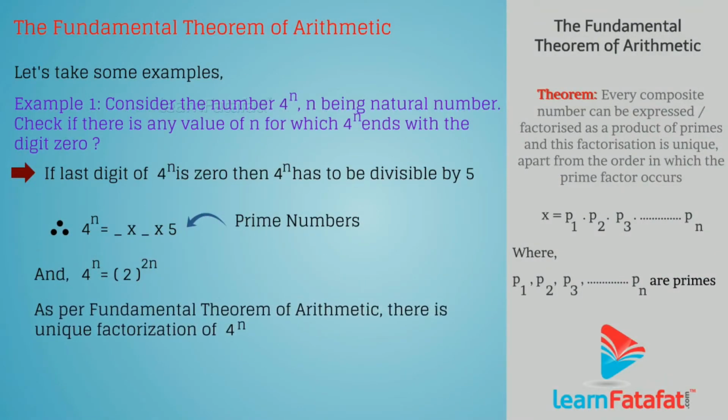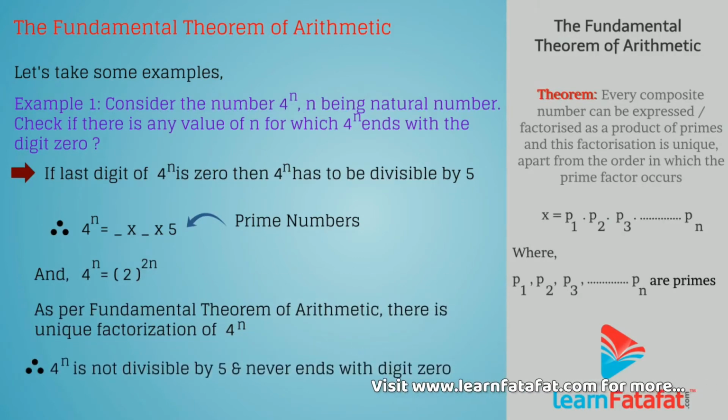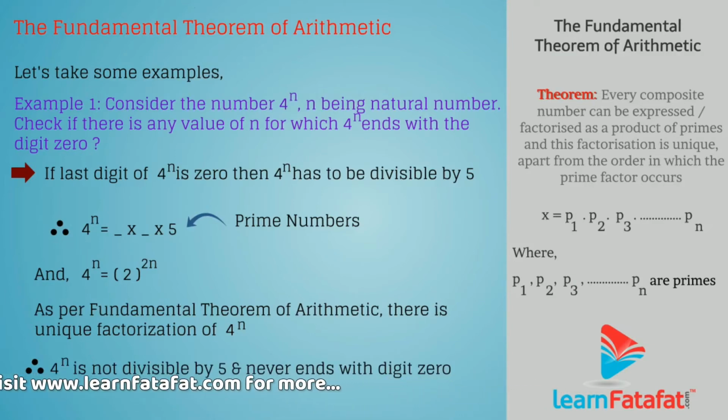As per the fundamental theorem of arithmetic, there is a unique factorization of 4 raised to n. Therefore, 4 raised to power n is not divisible by 5 and will never end with digit 0.